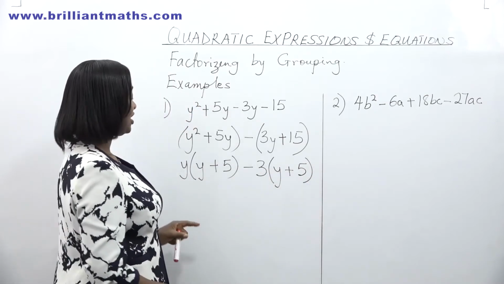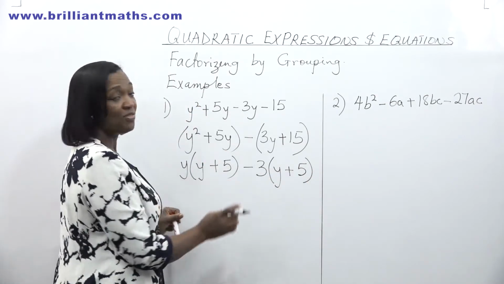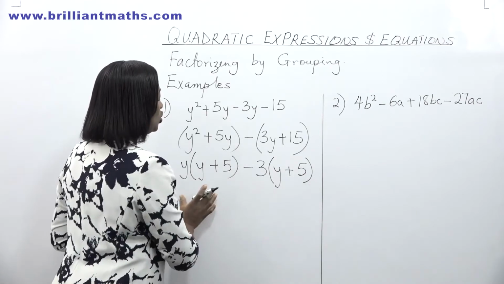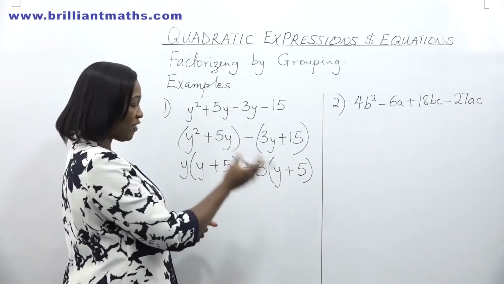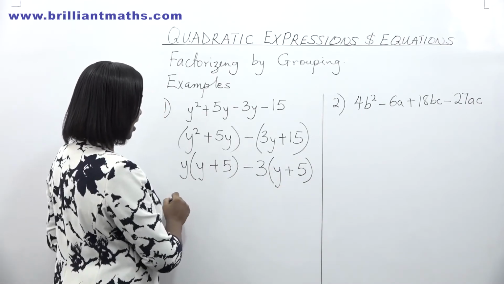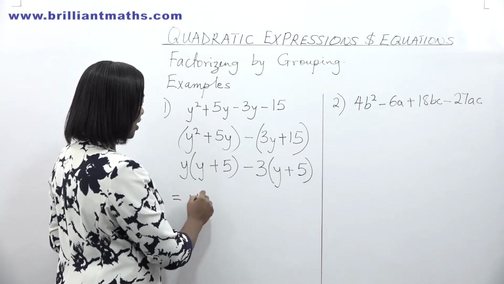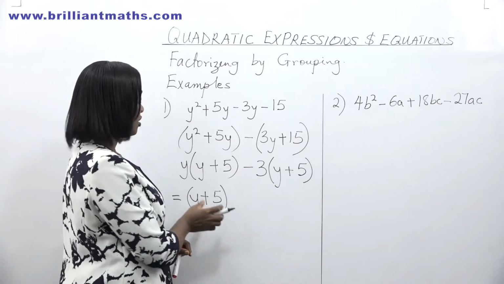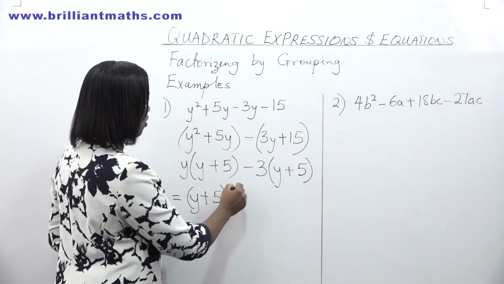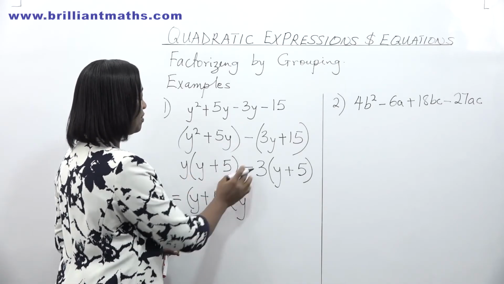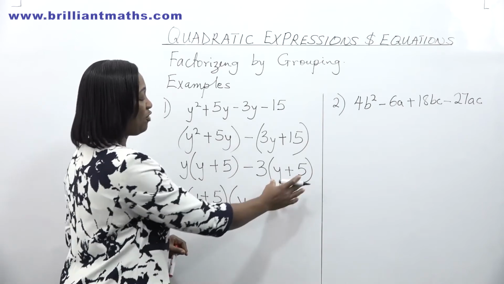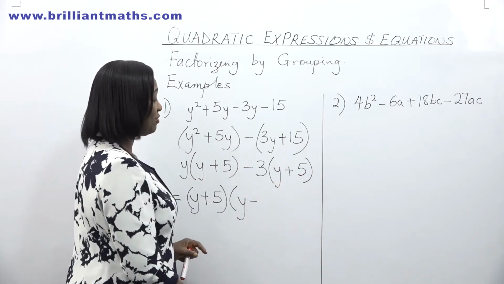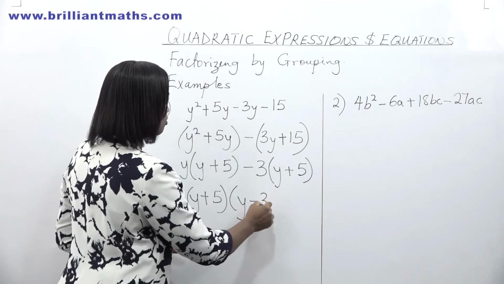So now, as you can see, y plus 5 has become a common term to both. So we factorize that, and that gives us y plus 5. If we take out the y plus 5 from this term, we are left with y minus. If we also take out the y plus 5 from that term, we are left with 3.